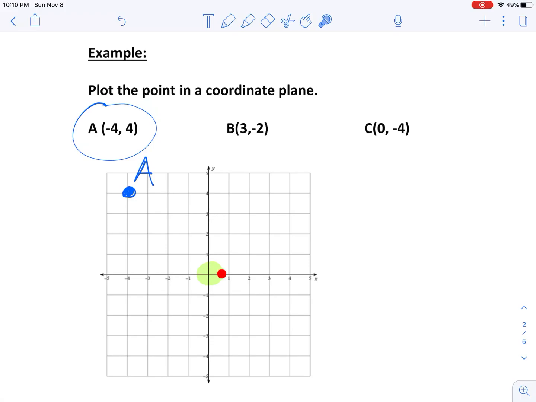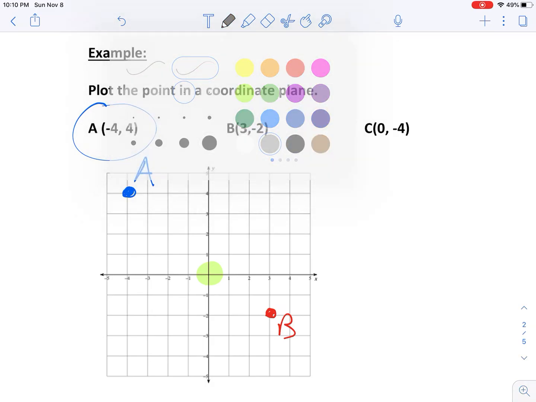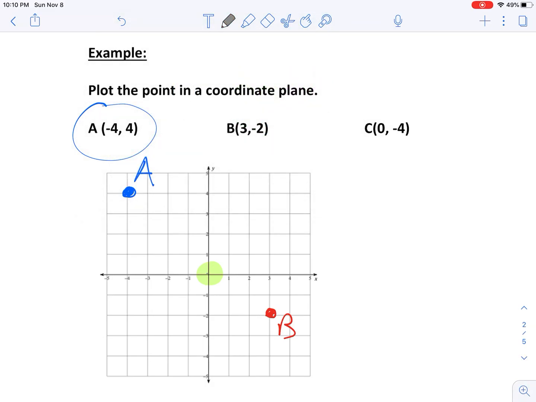I go over 3 to the right, 1, 2, 3. And I'm going to go down 2. So 3, negative 2 is point B right there. Lastly, if I want to plot point C, start at my origin, and it's telling me to move 0 units left and right, but to go down immediately 4 units. So there's point C. All right.